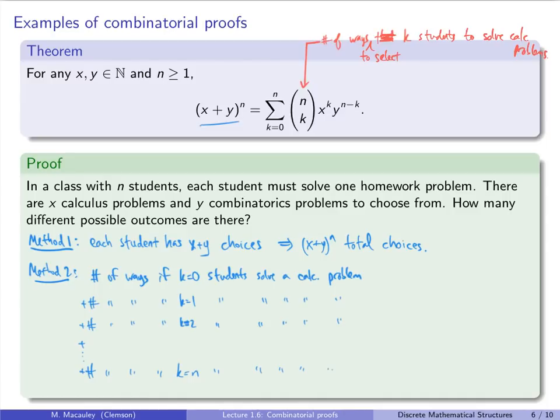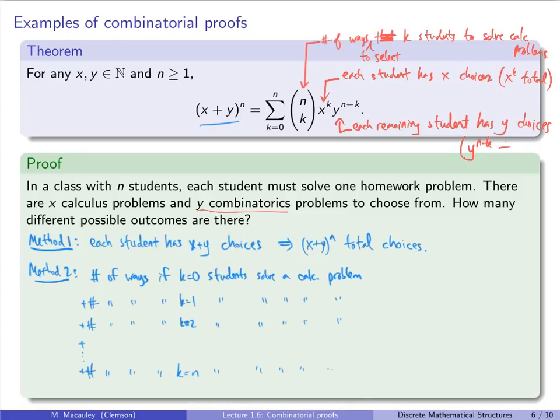And now, each of those K students has X choices of what problem to solve, so X to the K total. And then there are N minus K remaining students, and they each have Y choices. Remember, they have Y combinatorics problems to solve. So each remaining student has Y choices, so Y to the N minus K in total. So that's the end of the proof right here.